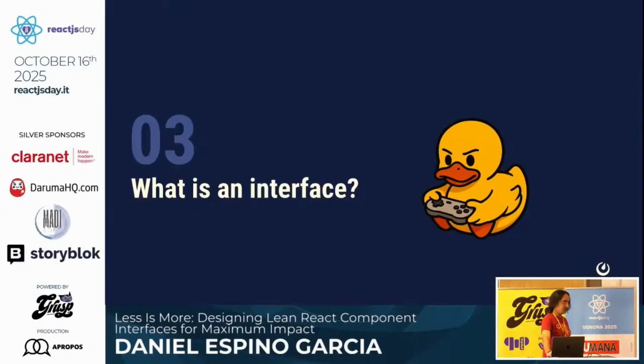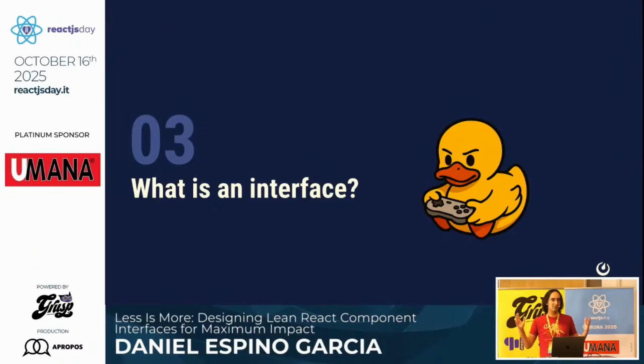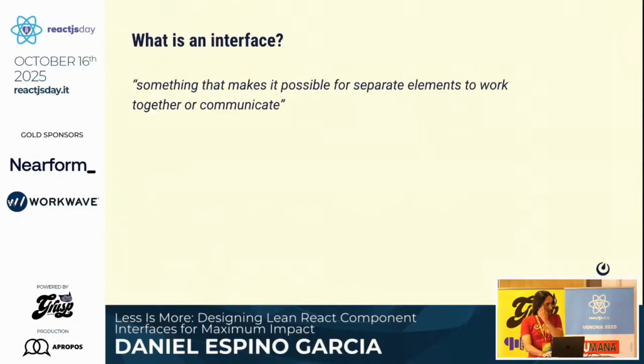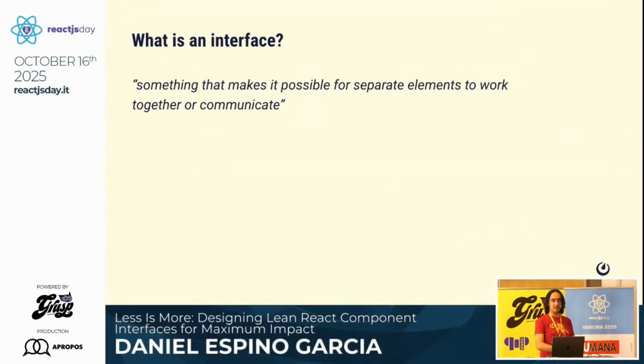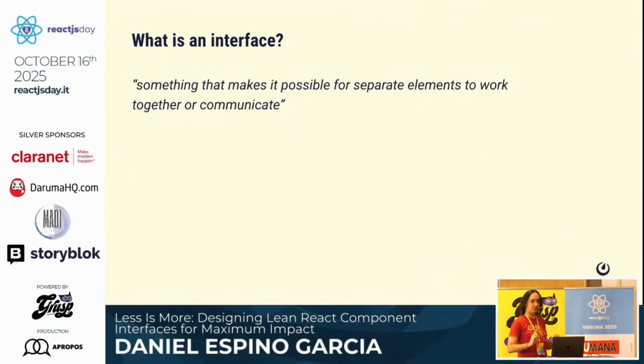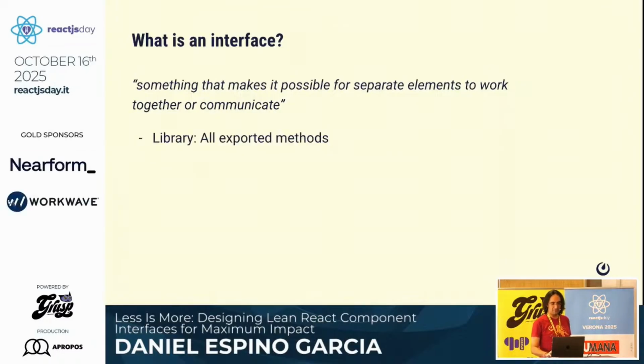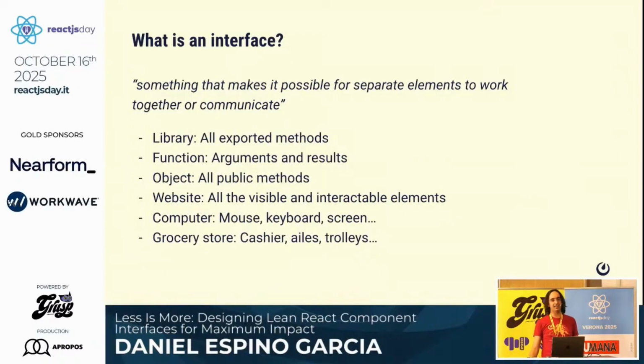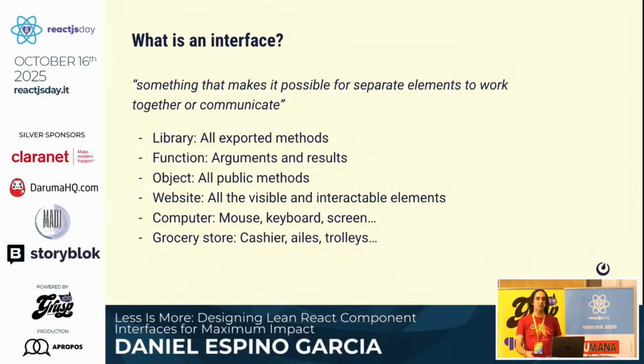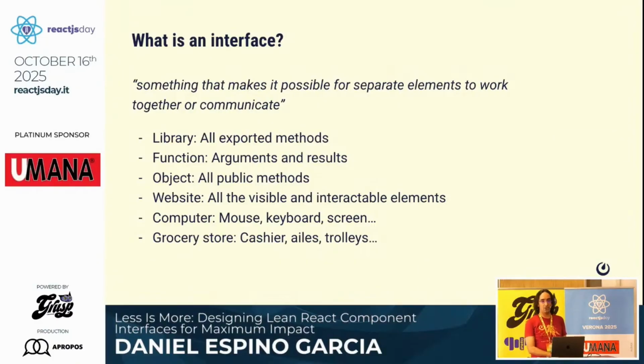But yeah, let's go with a couple of concepts. First of all, what is an interface? What is the I part of the minimum viable interface? Well, if you look into the dictionary, it says that an interface is something that makes it possible for separate elements to work together or communicate. What does that mean? Well, there are many kinds of interfaces out there. For example, in a library context, the interface will be all the exported methods. In a function context, it will be the arguments and the results.